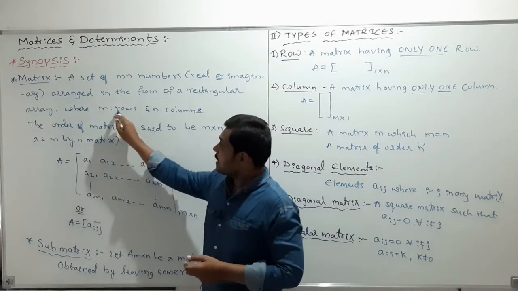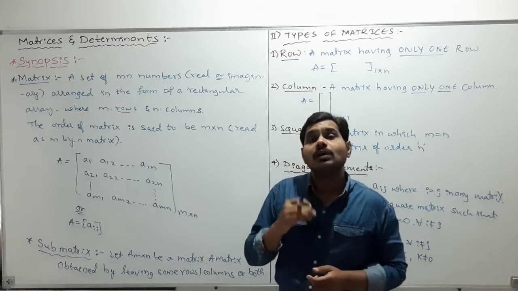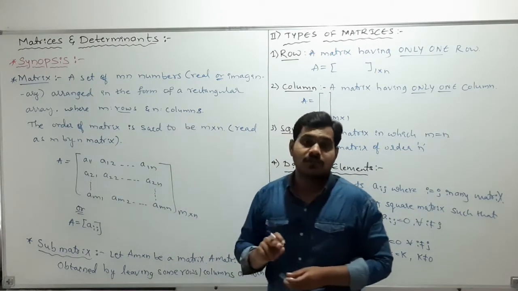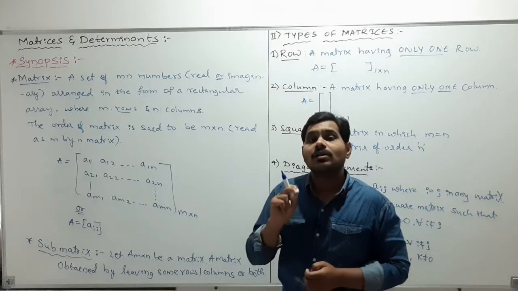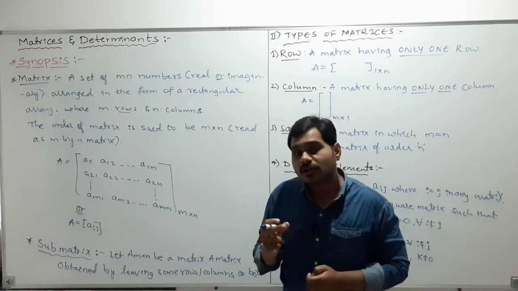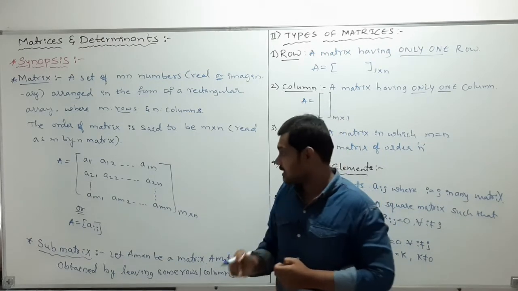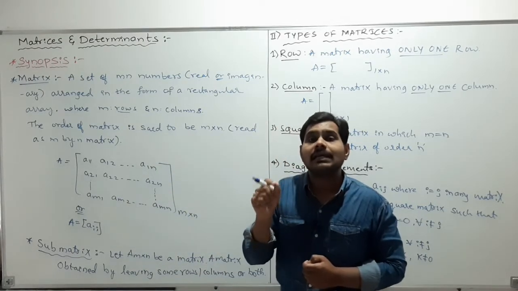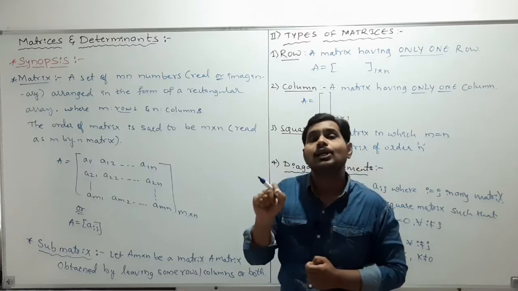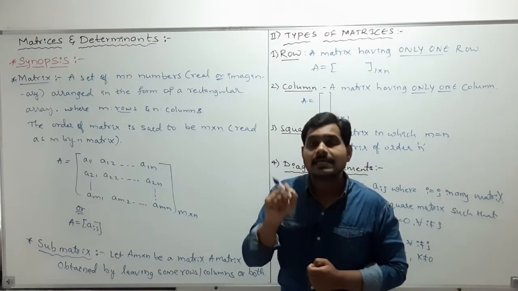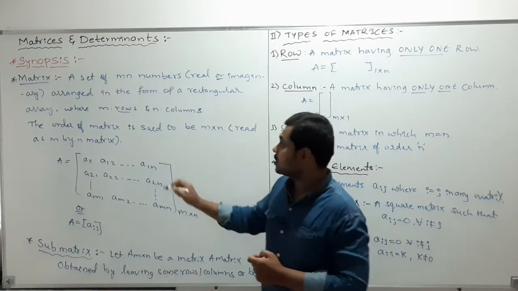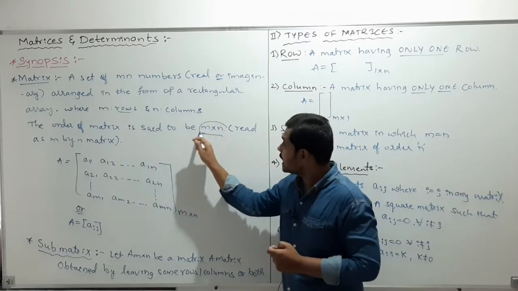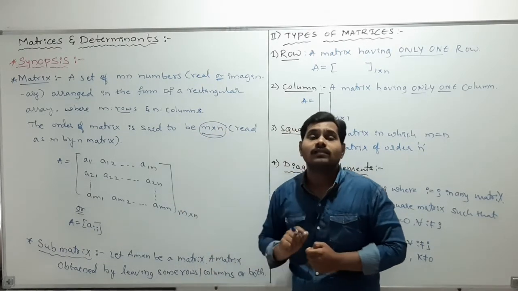Also we know that m denotes rows and n denotes columns. We will write the order of the matrix. What is the order of the matrix? The order of the matrix is nothing but how many rows and how many columns are there, which we write in the form of rows by columns. The notation is like this, m cross n. This m cross n gives us the order of the matrix.